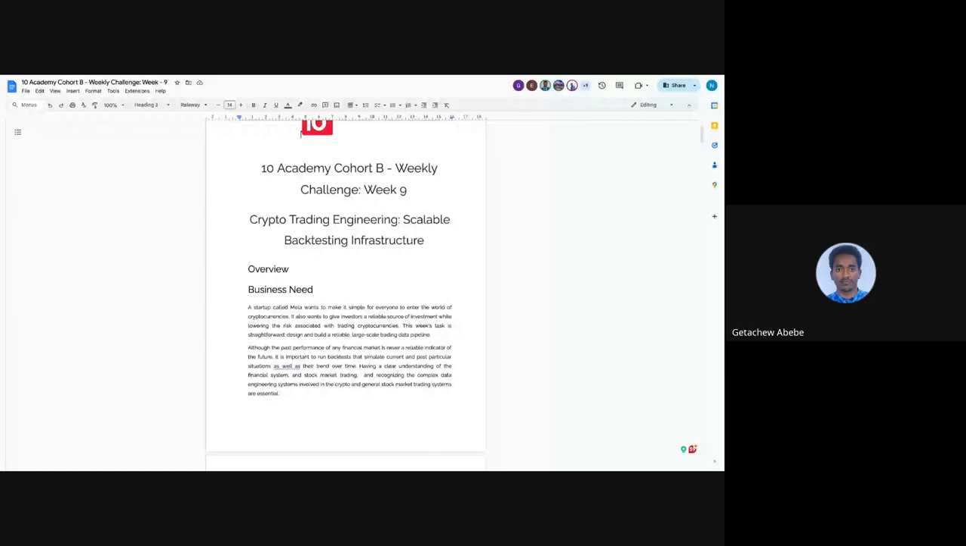I have gone through the document for a while, and I have seen that the main objective of this week's challenge is to work on backtesting for crypto trading, for a better performance of the trading. So we are going to use some data that has been traded before, to understand the way the trading went, so that we can get some knowledge and use it for our tradings today or in the coming days.